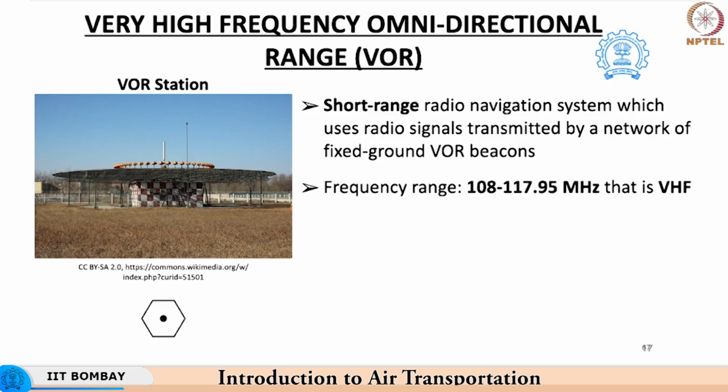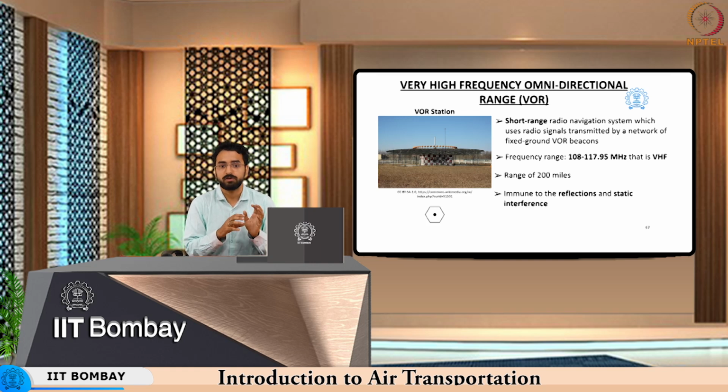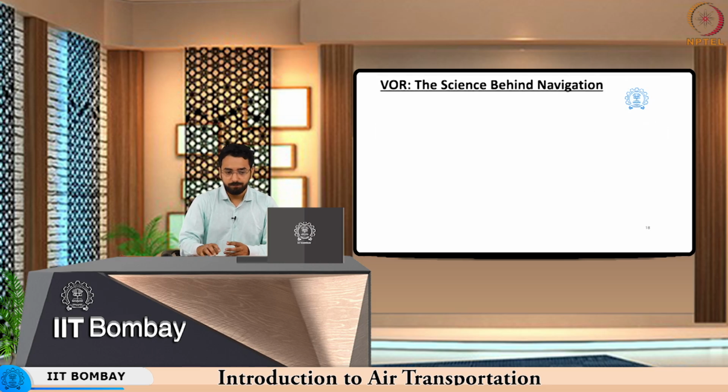These operate in the VHF band of frequency, between 108 to 117.95 megahertz, and hence they have a higher range of around 200 miles. Because of the frequency of these signals, they are highly immune to reflections and static interference, hence the accuracy of these signals is better compared to the NDB signals. Because of the increased accuracy of these navigation aids, they have been used comprehensively since the 1950s to carry out air navigation.